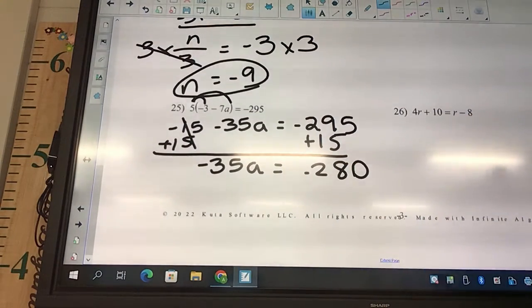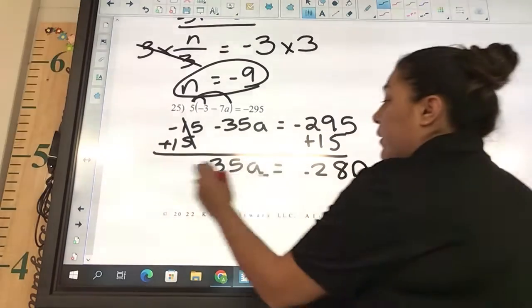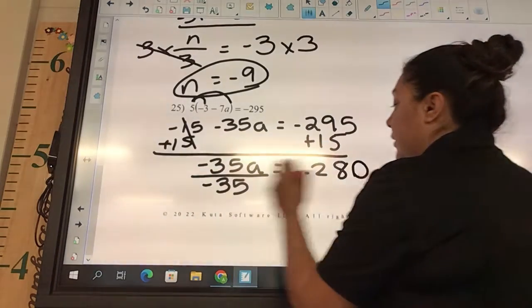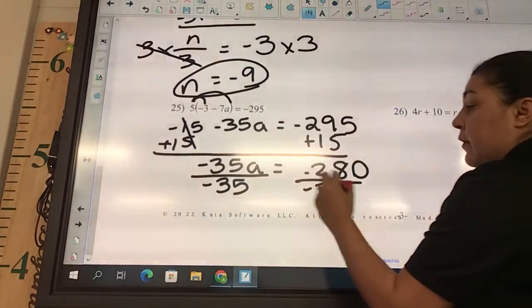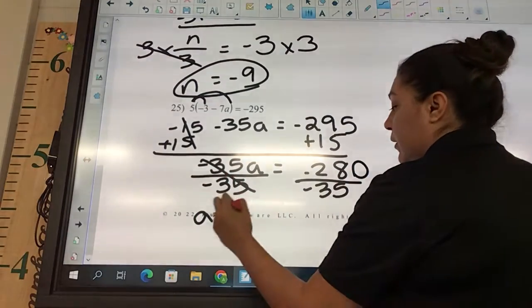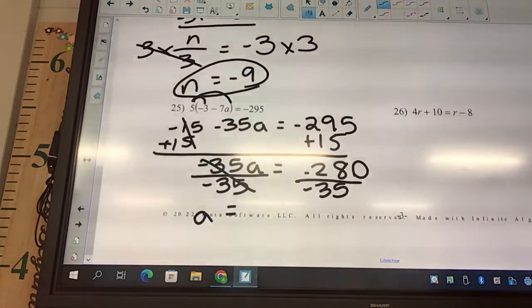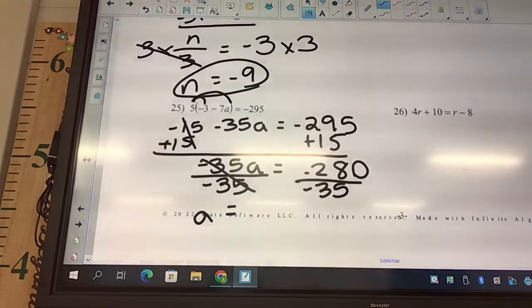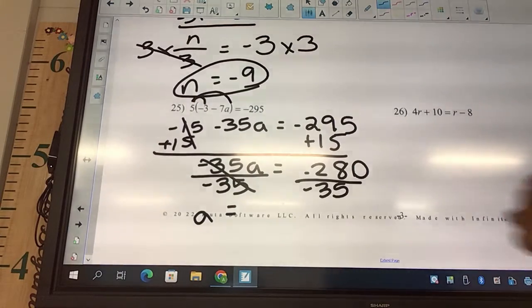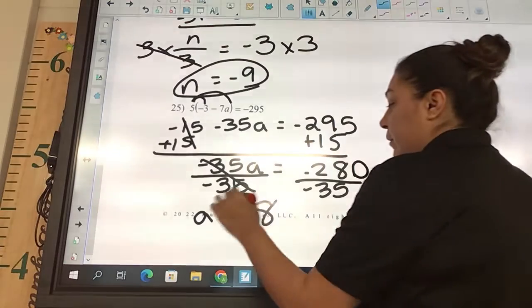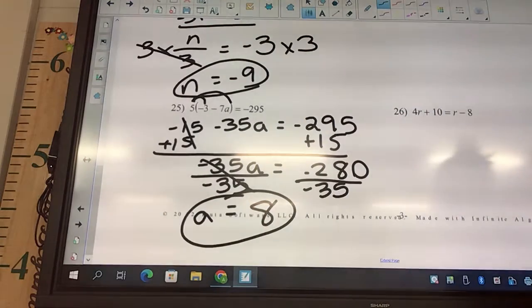Okay, and then what? Divide by -35. What is -280 divided by -35? 8? Somebody agree? Okay.